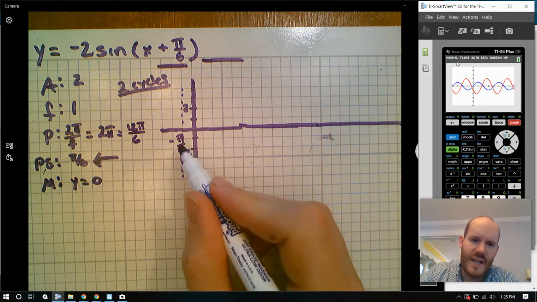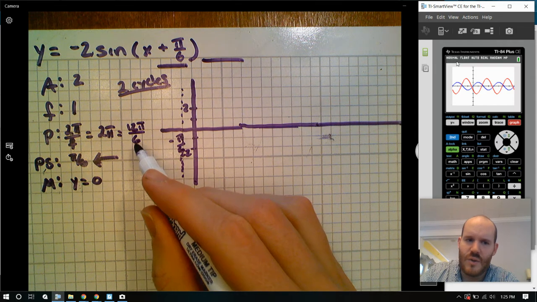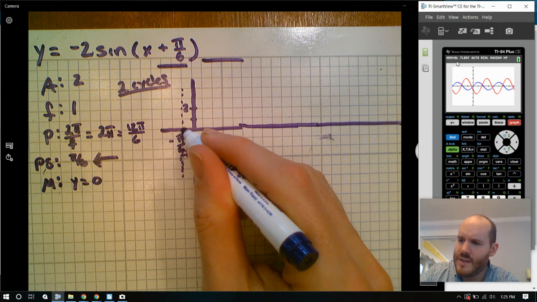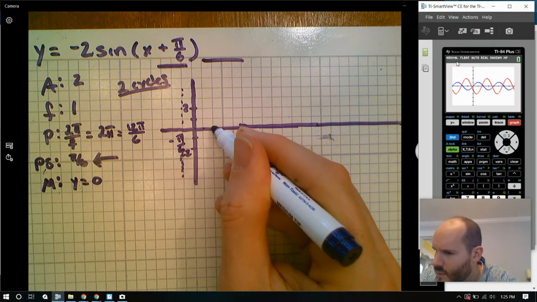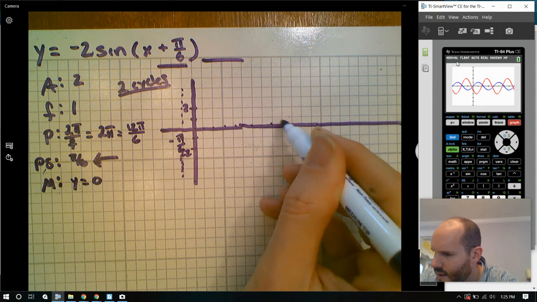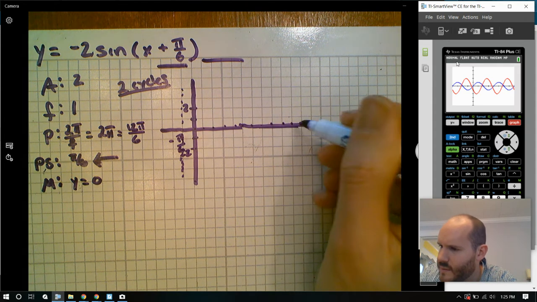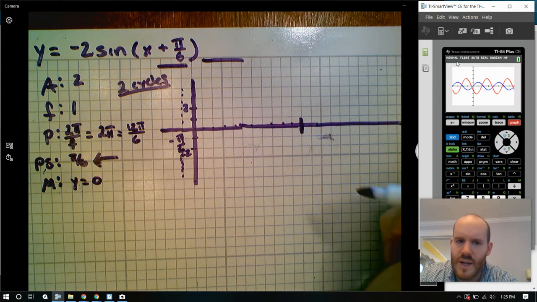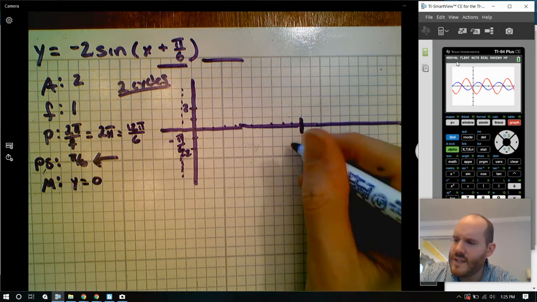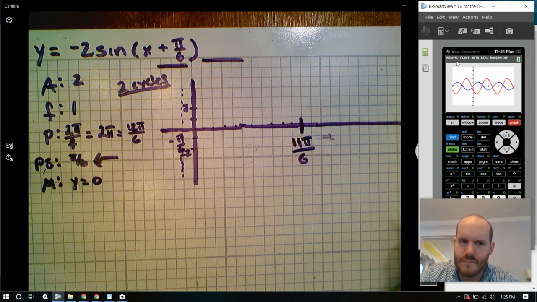So if I'm starting at negative pi over 6, and I need to go 12 sixths over to get to the end of the period, I'm just going to count out 12 boxes. So I have 1, 2, 3, 4, 5, 6, 7, 8, 9, 10, 11, 12. So I've gone 12 boxes over. And if I've gone 12 over from negative pi over 6, I should land myself at 11 pi over 6.